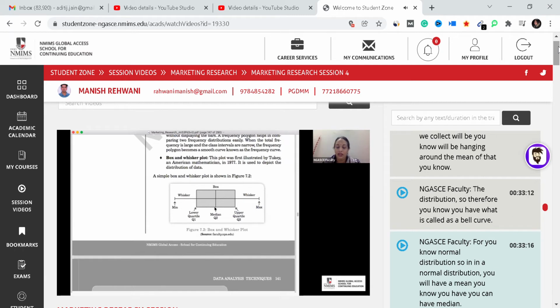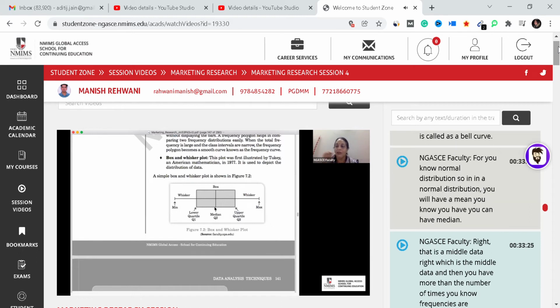So in a normal distribution, you will have a mean, you can have a median, right? That is the middle data. And then you have the mode, the number of times frequencies are occurring, like how many men, how many women. It answers many questions.